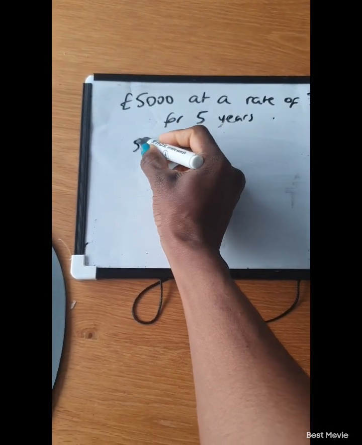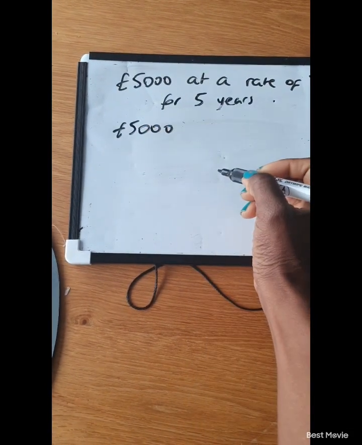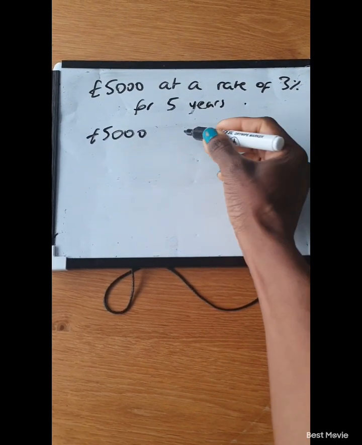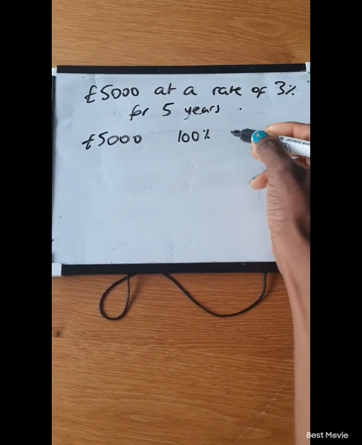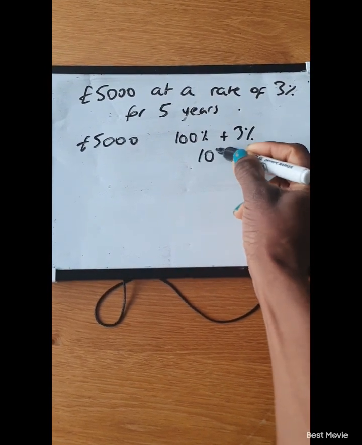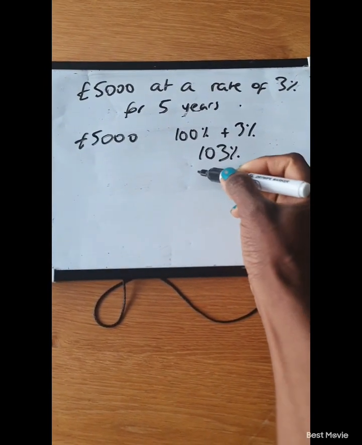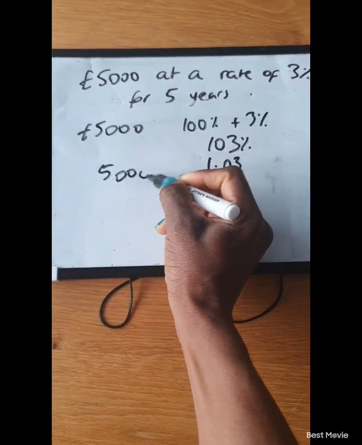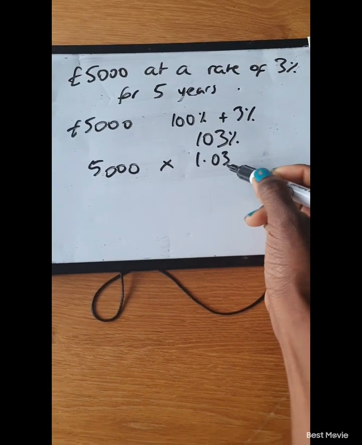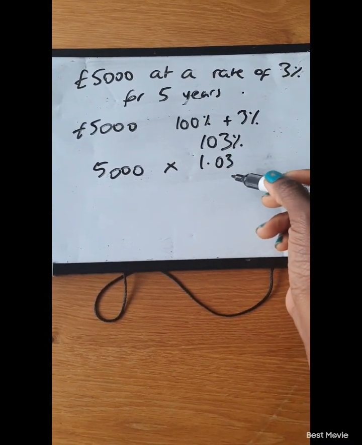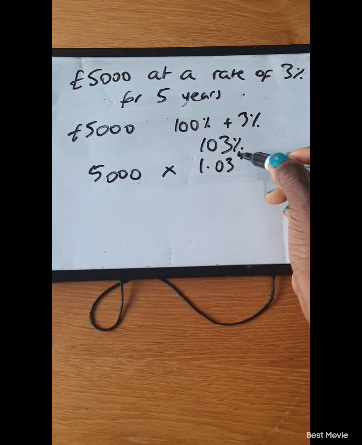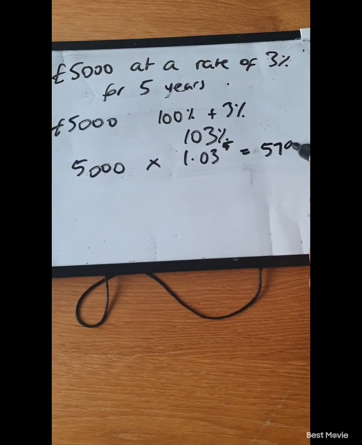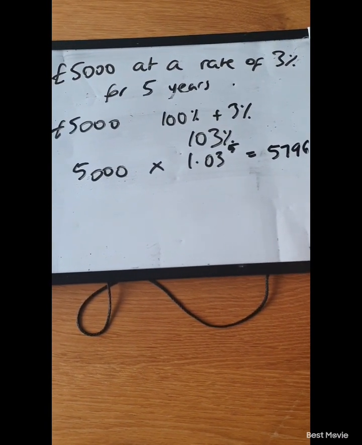Okay, so you have £5,000 in your account, and it's gone up by 3% after 5 years. So 100% is the full amount. You add on 3%, which is 103%. The multiplier for that is 1.03. So you are working out £5,000 multiplied by 1.03, and you're multiplying that multiplier by itself 5 times. So it's to the power of 5, which is £5,796.37.